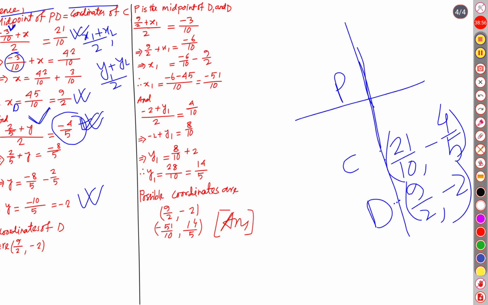negative 3 over 10, and the y coordinate was 2 over 5. This is just a sketch.